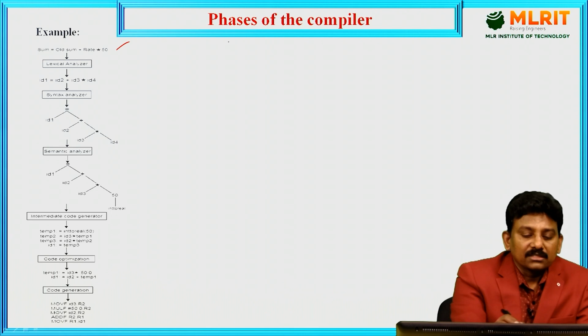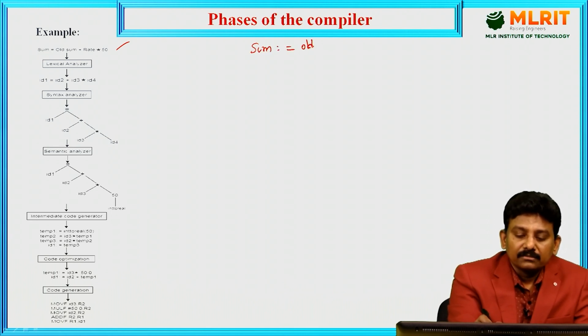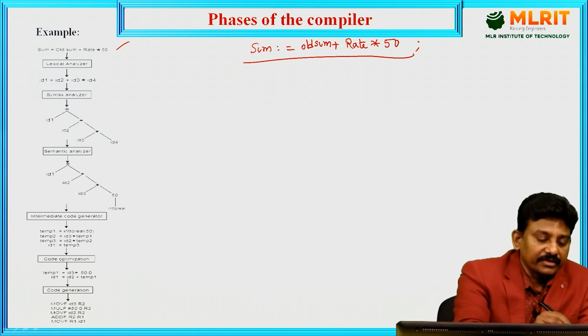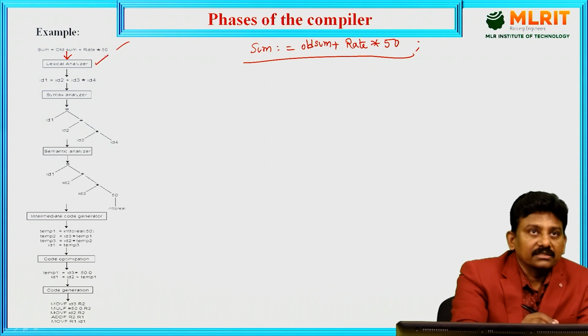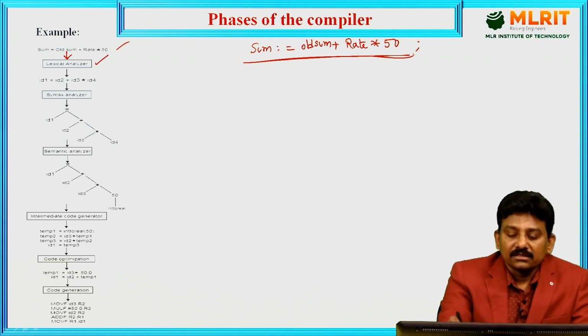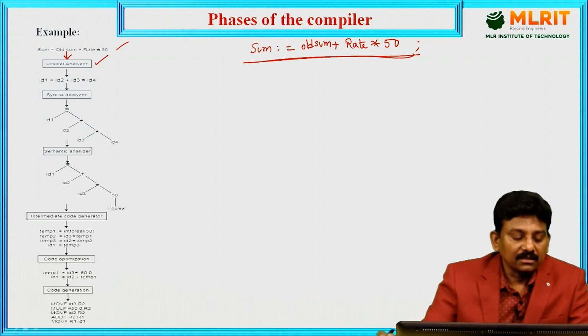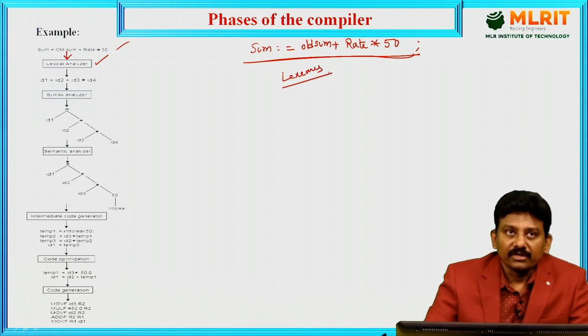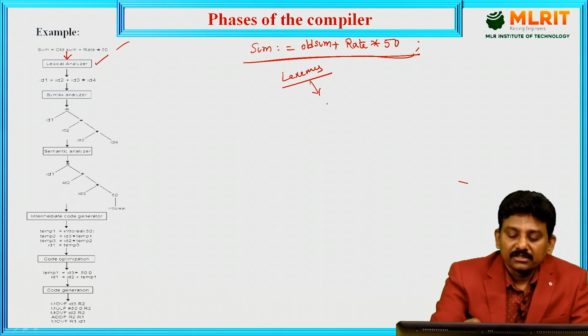Next, for example, this is the example. Here, sum is equals to old sum plus rate into 50 is a high level language statement that is given to the first phase of the compiler, that is lexical analyzer. Lexical analyzer reads this statement character by character and gives the sequence of lexemes. These lexemes are represented by using tokens.